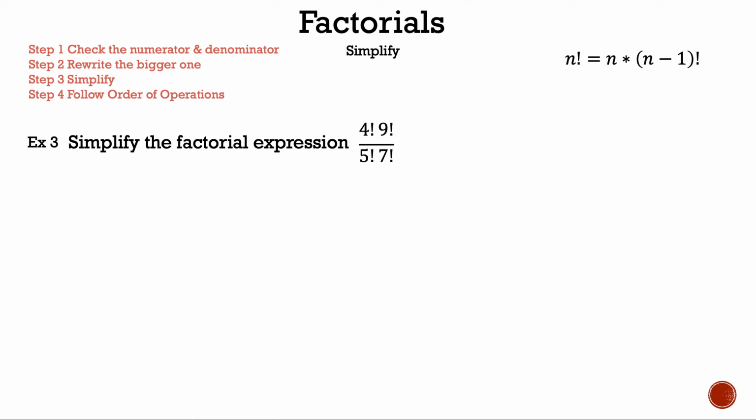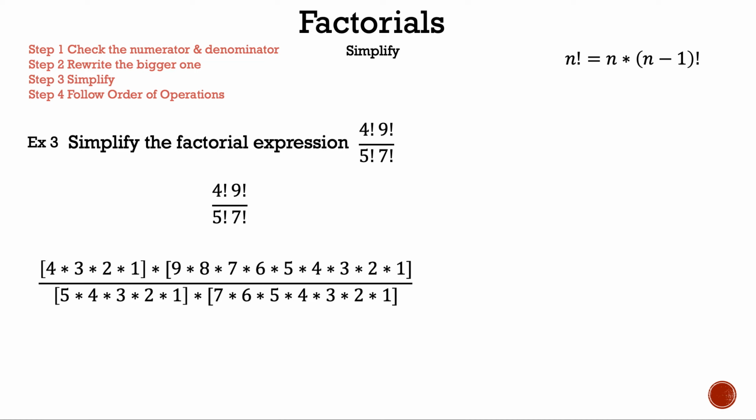Let's read the question. Simplify the factorial expression 4 factorial times 9 factorial over 5 factorial times 7 factorial. Let's rewrite the factorial expression so we can show our work. We're going to use definition 1 and write out each number being multiplied, so we have 4 times 3 times 2 times 1 for 4 factorial, and we have 9 times 8 times 7 times 6 times 5 times 4 times 3 times 2 times 1 for 9 factorial, and we have 5 times 4 times 3 times 2 times 1 for 5 factorial, and we have 7 times 6 times 5 times 4 times 3 times 2 times 1 for 7 factorial.